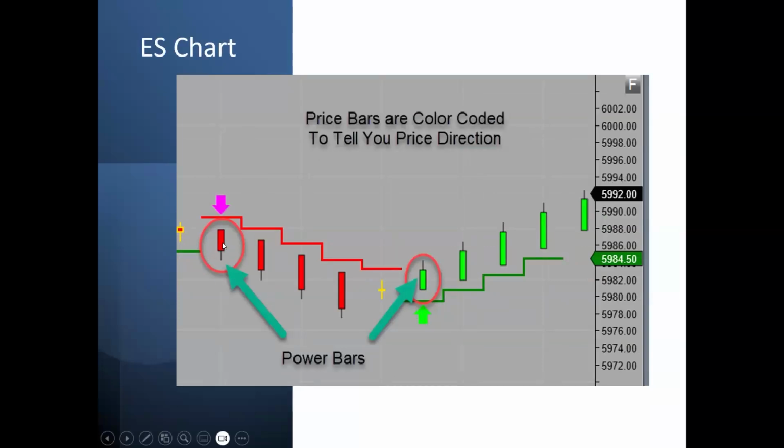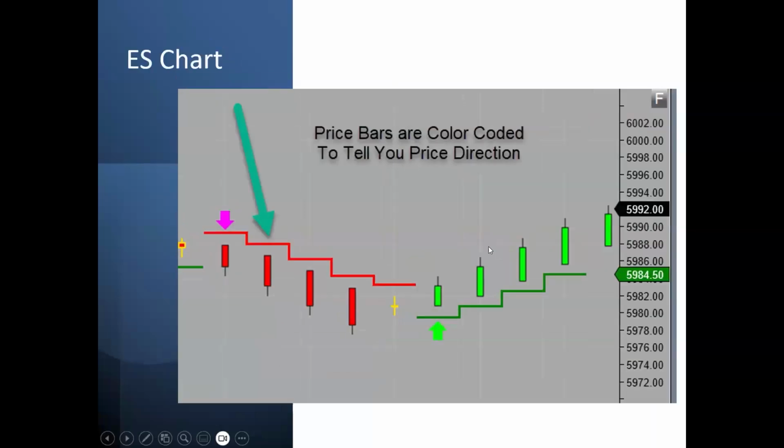When you see the red bars with no gold frame, that means there's a lot of downward momentum in the market. You can see that continued for about 4 bars, and then we had a consolidation bar followed by a number of green bars, which are the power bars for long positions.